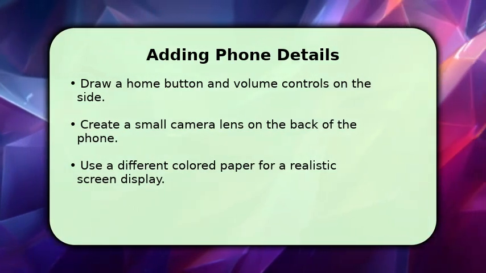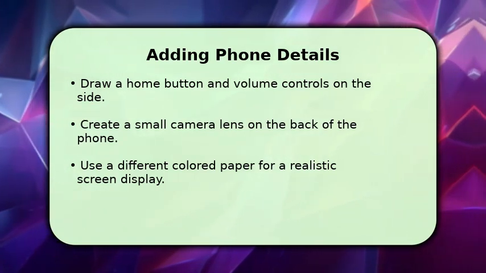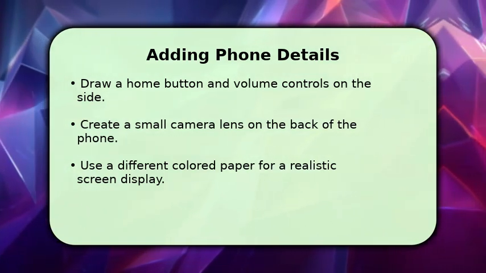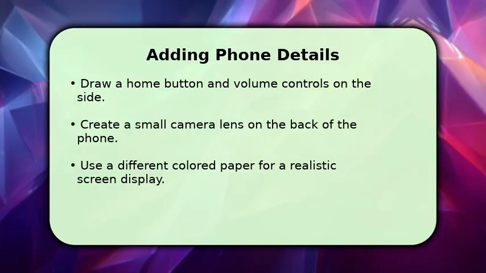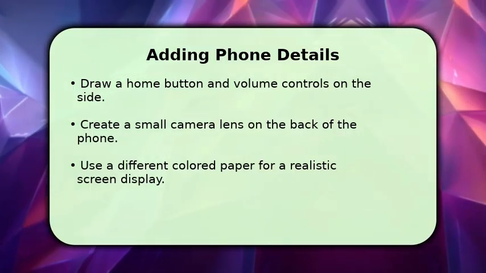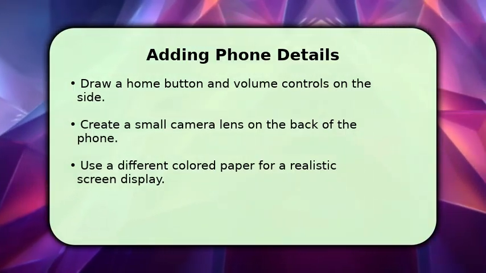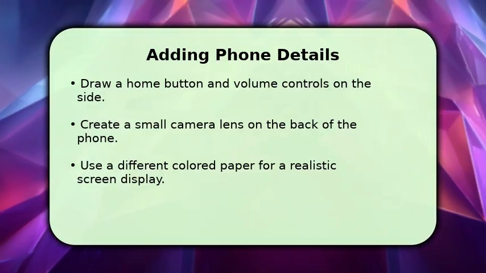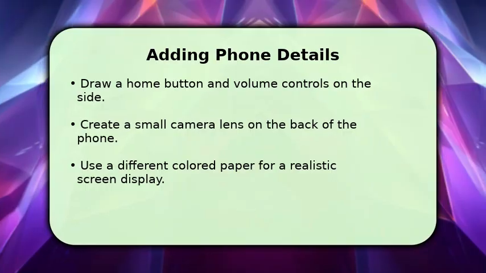It's time to add those important details. Use your pencil to draw a home button at the bottom of the screen area and small volume controls on one side. On the back, sketch a tiny circle for the camera lens. For a more realistic look, cut a piece of different colored paper for the screen and glue it into place.